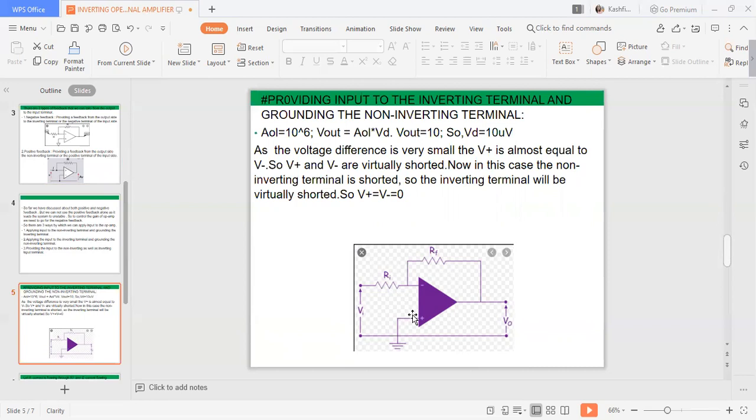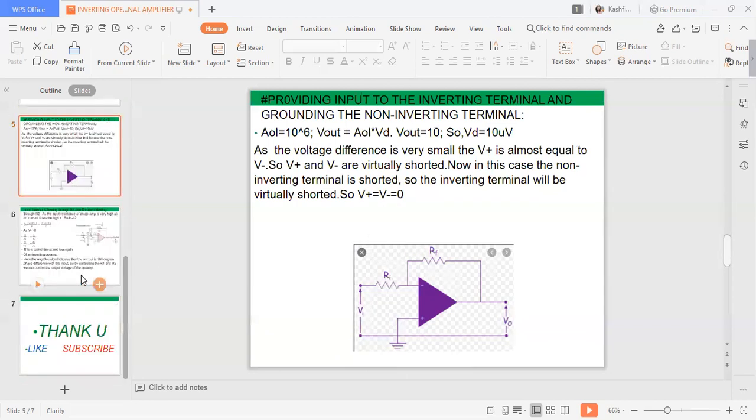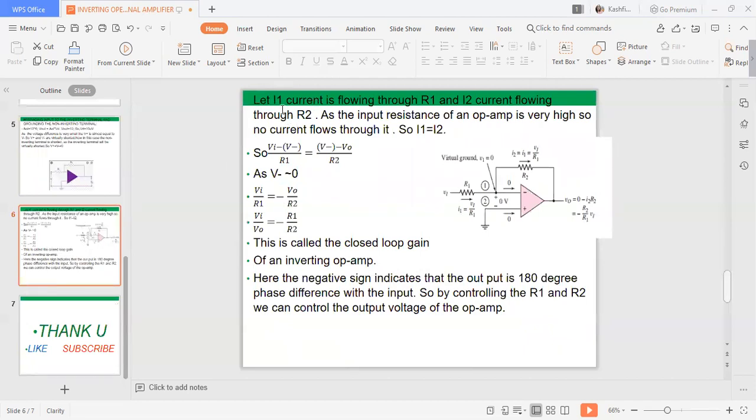Now in this case the non-inverting terminal is shorted as it is grounded, so the voltage V plus will be 0. So the inverting terminal will be virtually shorted. So here we find that V plus equals V minus equals 0. Now let I1 be the current flowing through R1, this resistor, and I2 the current flowing through R2, this resistor. As the input resistance of an op-amp is very high, no current can flow through it. So no current is flowing through the op-amp.